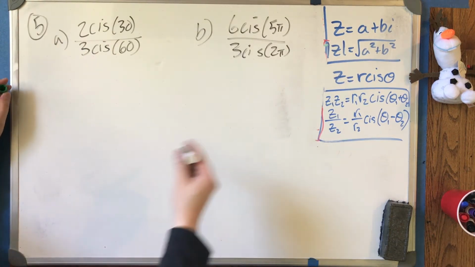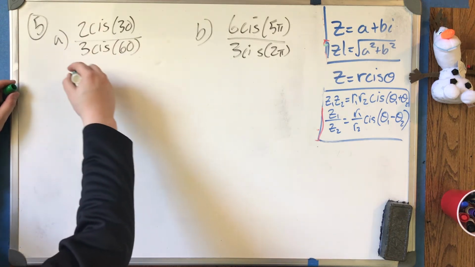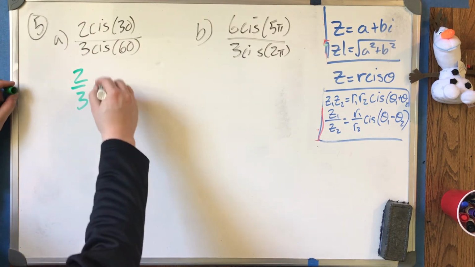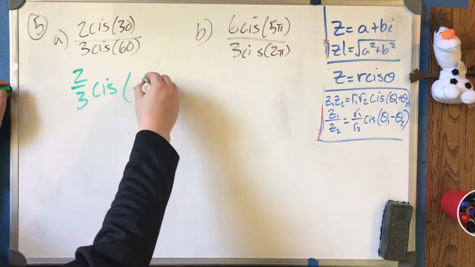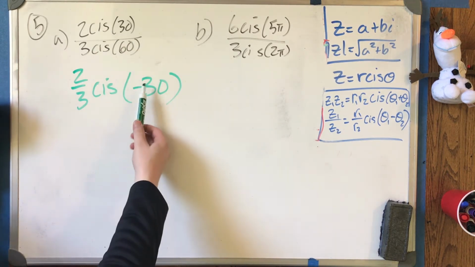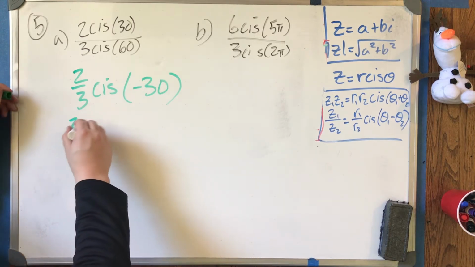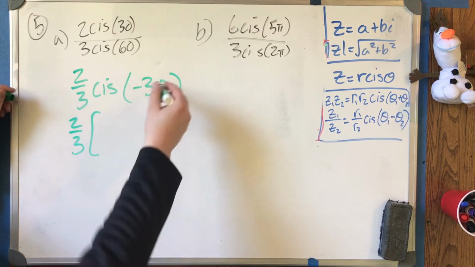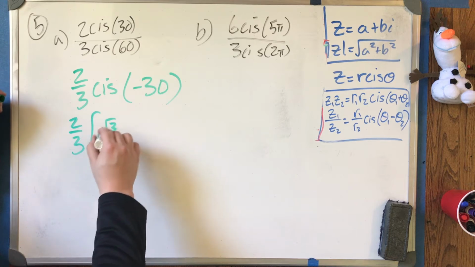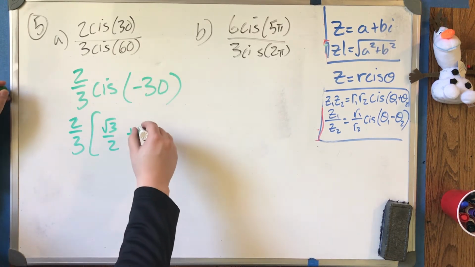5, we got to do division. So I just follow the properties. It says divide the radiuses, subtract the angles. So I'm going to have 2/3, cis, and I subtract these guys. That's going to be a negative 30. Now, I am going to just show us the next step, so I'm going to bring this out to the next level. So I'm going to have 2/3. Cosine of negative 30 is square root of 3 over 2, plus sine of negative 30 is going to be a negative 1/2.